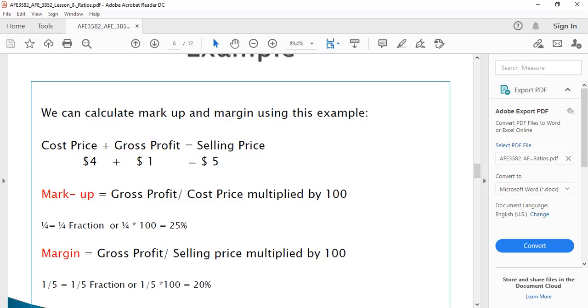Yes, I do. So you just need to know the formulas. The first thing that you need to know is that margin is used with sales only, and markup is used with cost of sales only. That's the first rule. And then the second one, to calculate your markup, when you're given gross profit and cost of sales, you know it's gross profit divided by cost of sales. You multiply by 100, and the same applies to margin.